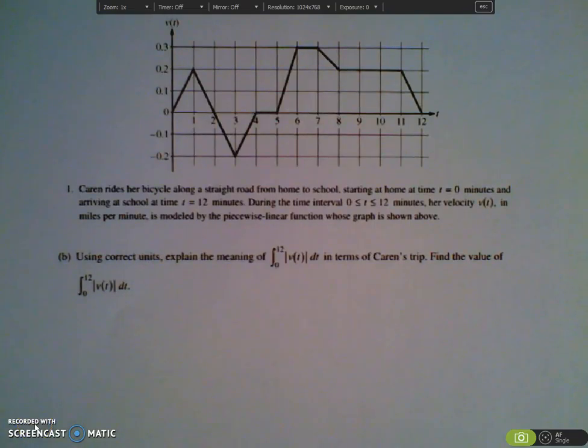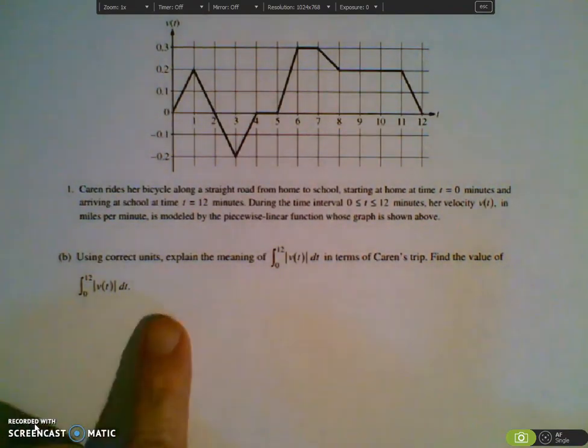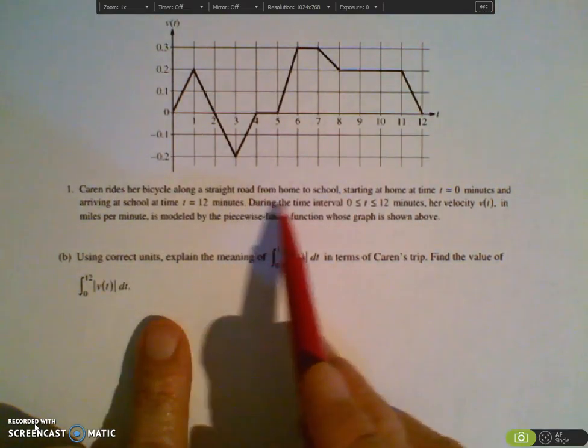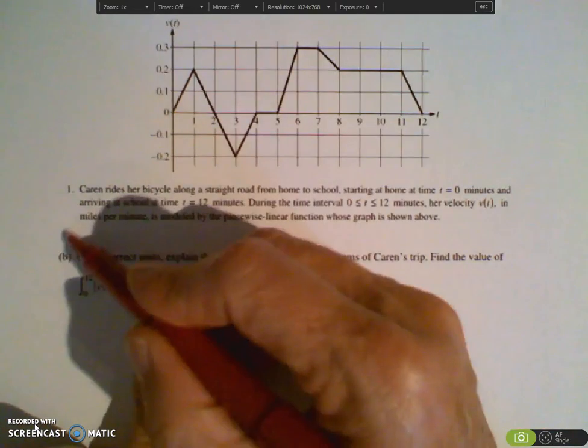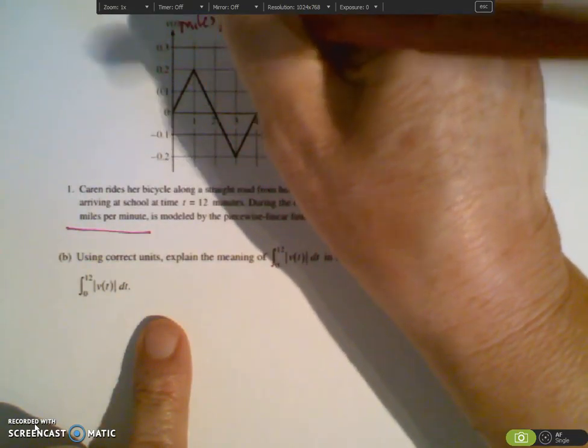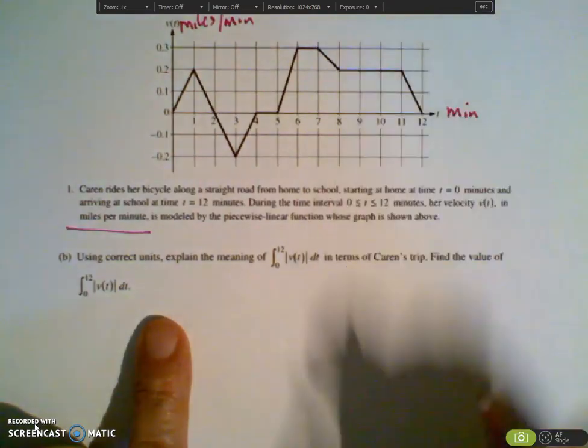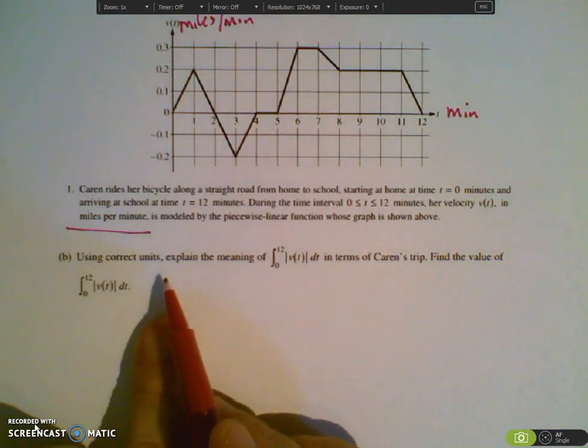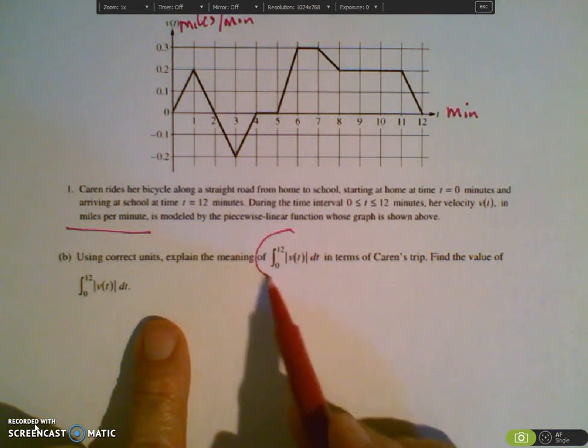In this video, we're going to learn how we approach definite integral problems when the information that we're given is in graphical or numerical form. Here's an example. This graph shows the velocity of Karen riding her bicycle along a straight road from home to school. The velocity is measured in miles per minute, and our time element is measured in minutes. Using correct units, we're supposed to explain the meaning of this definite integral.